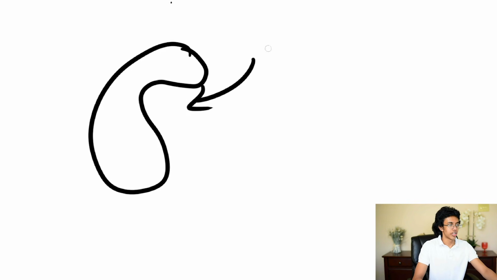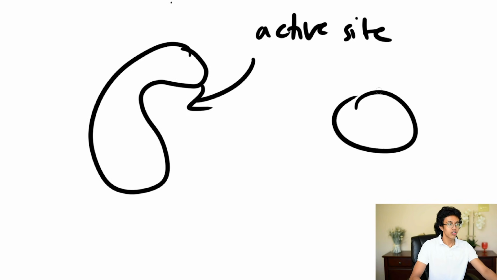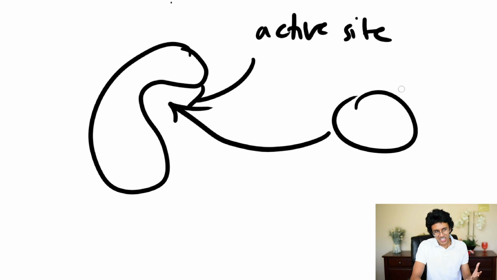So basically an enzyme looks kind of like this. There's a notch right here called the active site, and then the molecule that's part of the reaction that the enzyme is trying to speed up goes and docks right in here. And the molecule that the enzyme acts on is called a substrate.